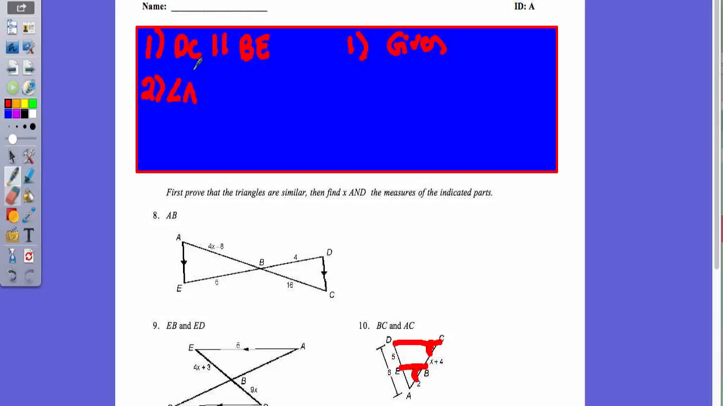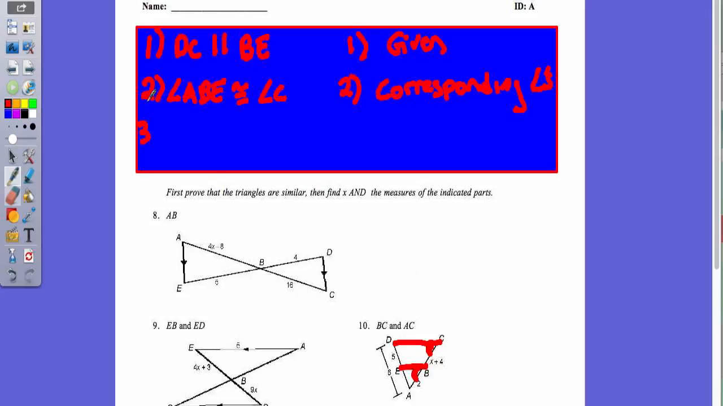So angle ABE. How come I have to use 3 letters for ABE and I can only use 1 letter for angle C? Right, there are 2 angles that have a vertex of B, but for C, there's only 1. Could I have used 3 letters for C? I could have said DCB, or DCA, or ACD, or BCD, right?